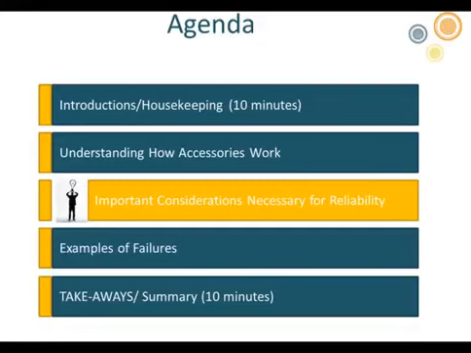Okay, good question. Okay, the next one comes from Daniel. He wants to know, will the dielectric heating at the stress cones show up as hot spots in infrared?